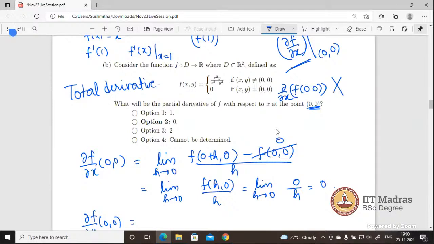Continuity along x? It doesn't make sense, right? Because the function is dependent on both x and y. You cannot talk about continuity along x or continuity along y. What we are doing in partial derivative is we are seeing the rate of change along one direction. How the function is changing in this direction, how the function is changing in another direction.